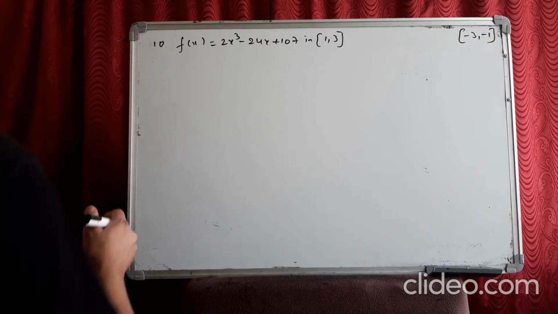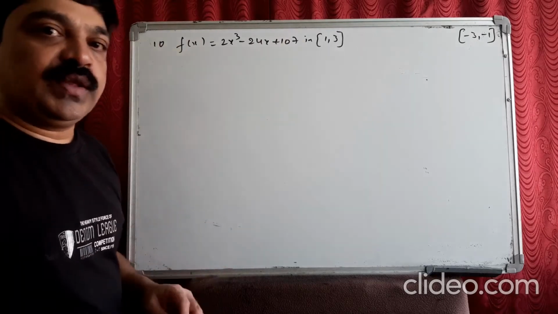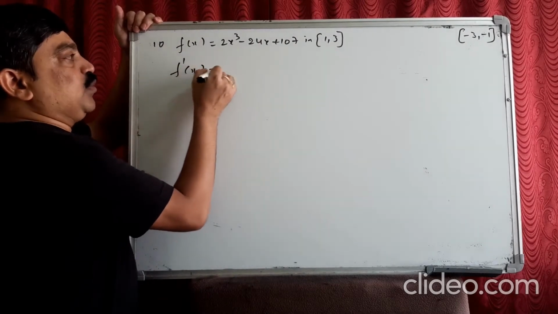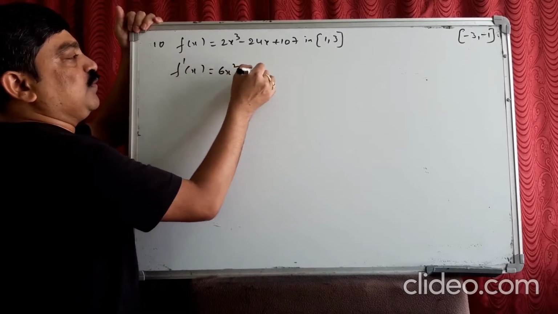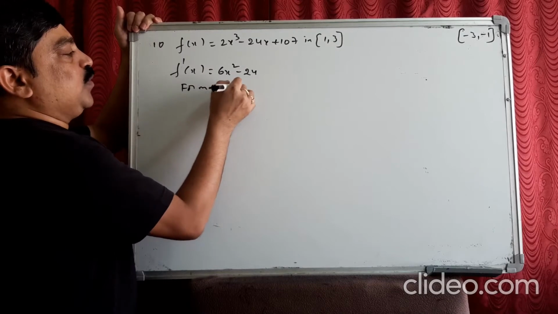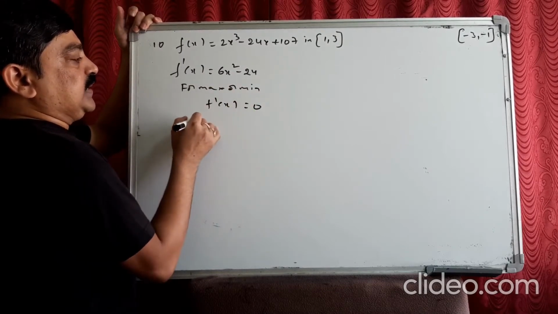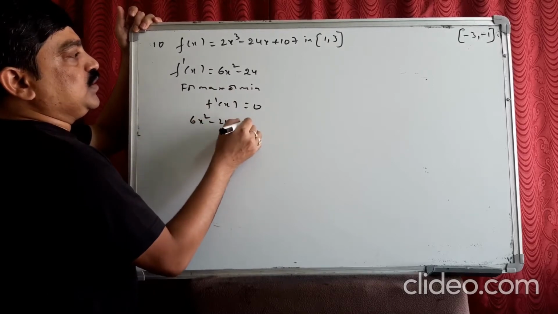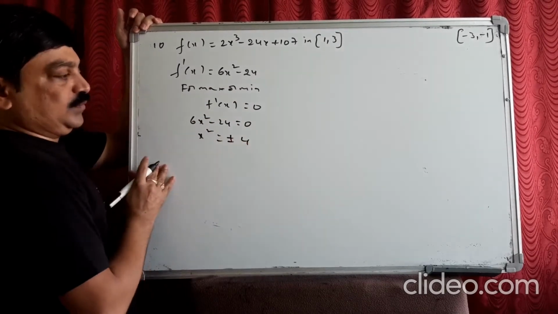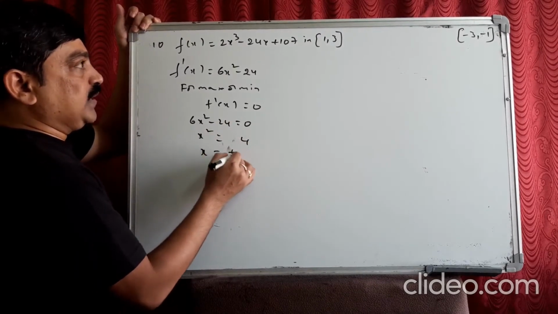Okay. This question, the same thing, you are asked to check maximum. It is given closed interval, we go with the absolute maximum and minimum. So f dash of x, same process, 6x square minus 24. So for maximum or minimum, f dash of x equal to 0. So I take 6x square minus 24 equal to 0. So x square is equal to 4. So x equal to plus or minus 2.